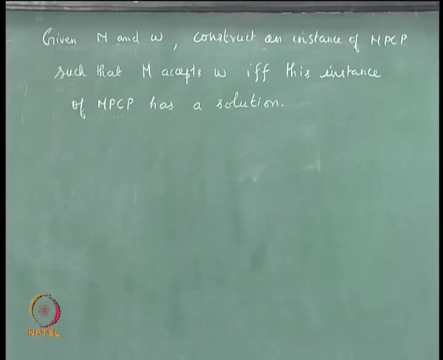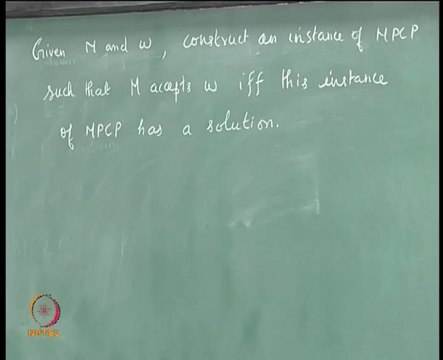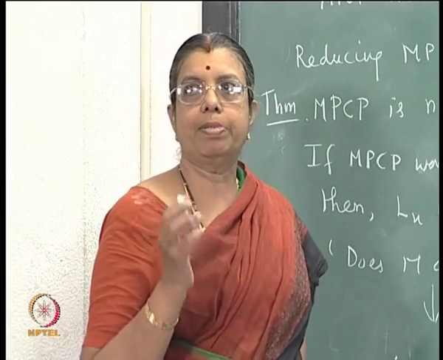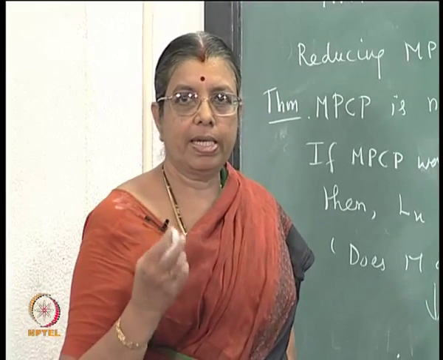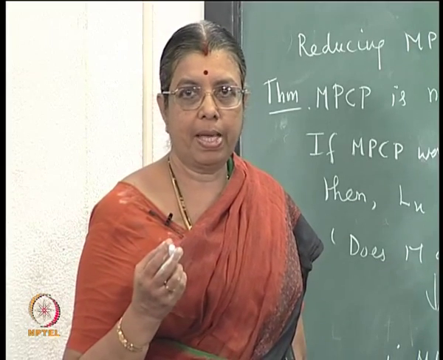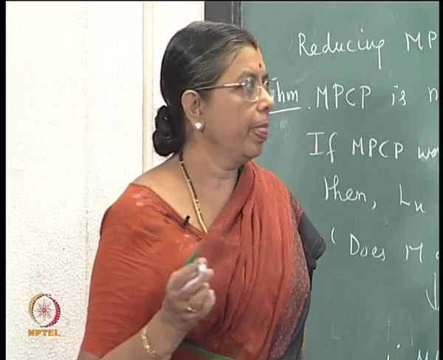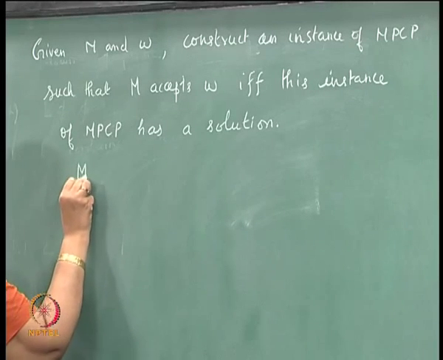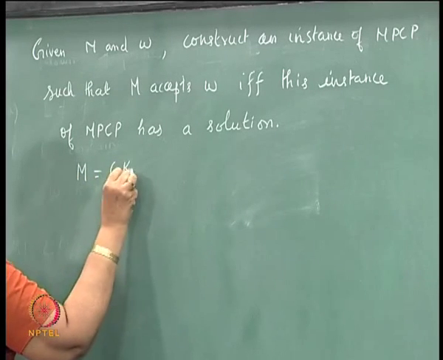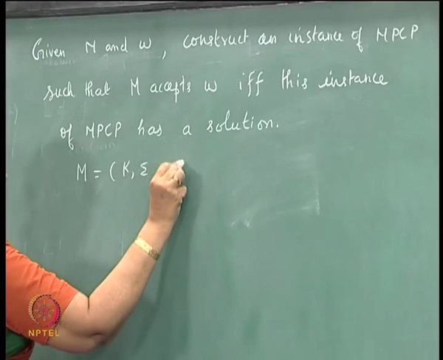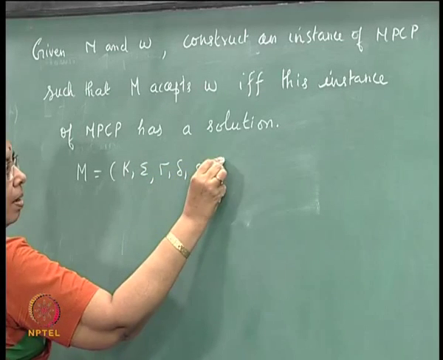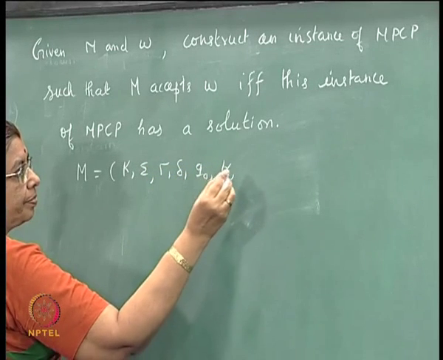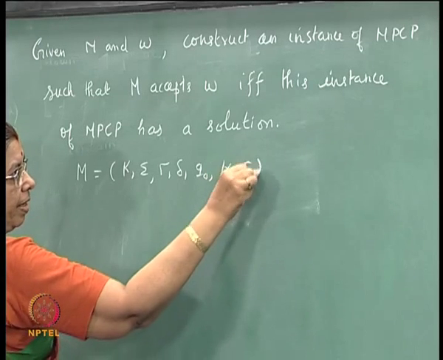The proof goes like this: given M and W, you construct an instance of MPCP such that M accepts W if and only if that instance of MPCP has a solution. So, M is given by K, sigma, gamma, delta, Q naught, blank, F, say.